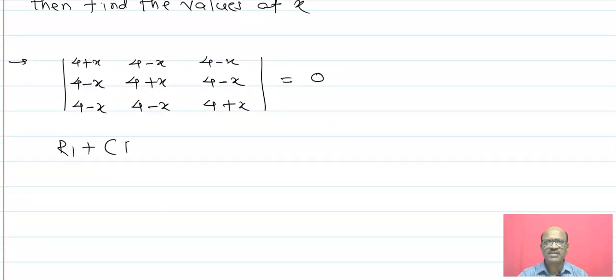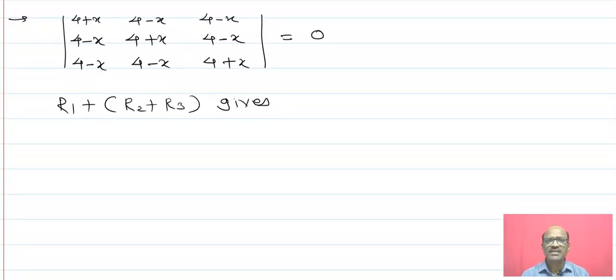Now see this determinant. Now this is a very important problem. Now see this, what adjustment I have done here, that is R1 plus in bracket R2 plus R3 gives. That is we are getting 12 minus x in the first row, 12 minus x and 12 minus x. Second row is 12 minus x.